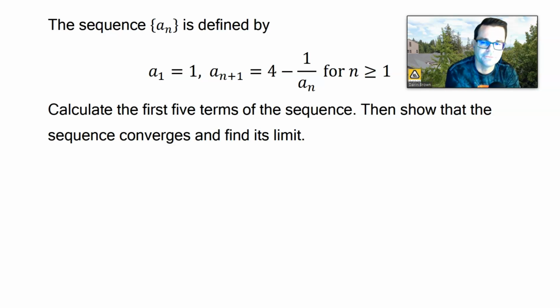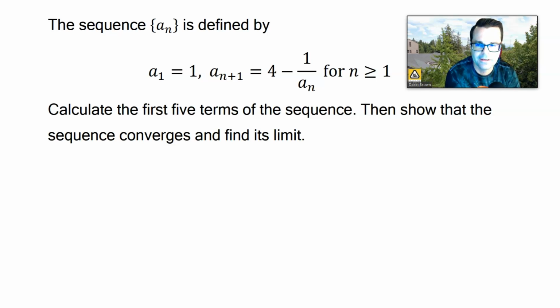So first of all, what is a recursively defined sequence? It's a sequence where each additional term in the sequence is defined in terms of the previous terms. So you tell what the next term is by looking at the previous terms. And it's usually some kind of algebraic formula.